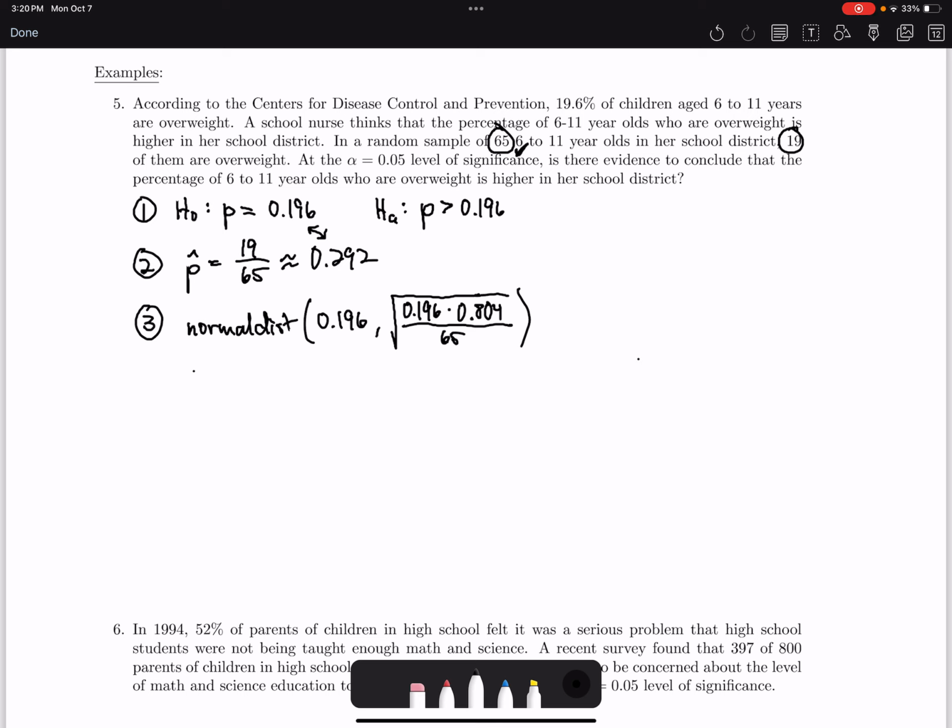The minimum value, let's see. We want the probability that p hat is at least 0.292. So our minimum would be 0.292, and our maximum would be infinity. So let's see. Our p-value is the probability that p hat is greater than 0.292. Let's see what we get.